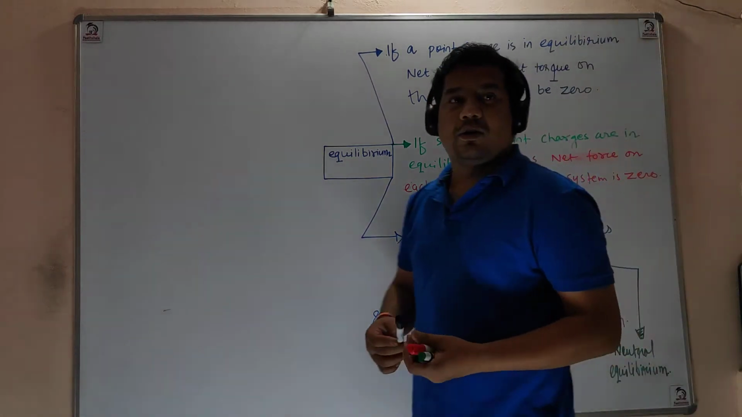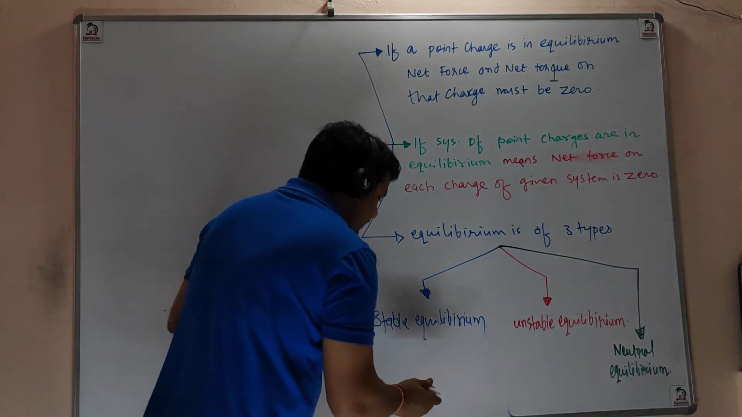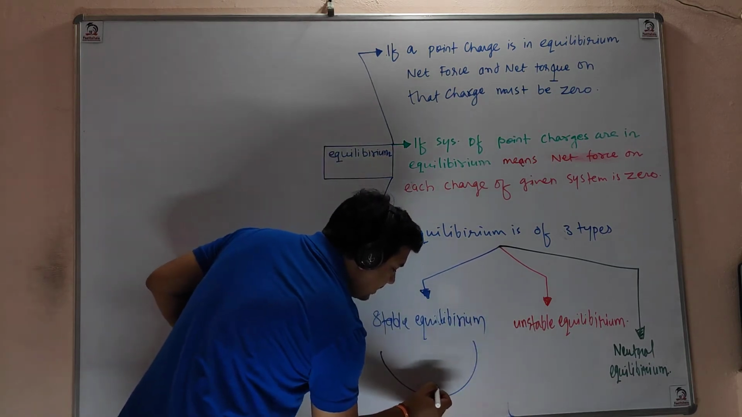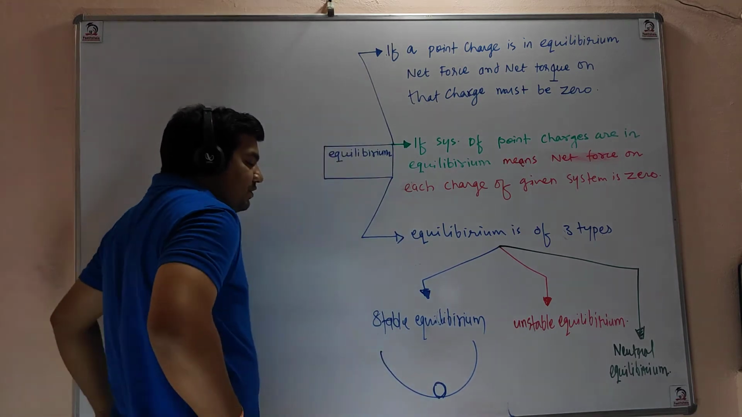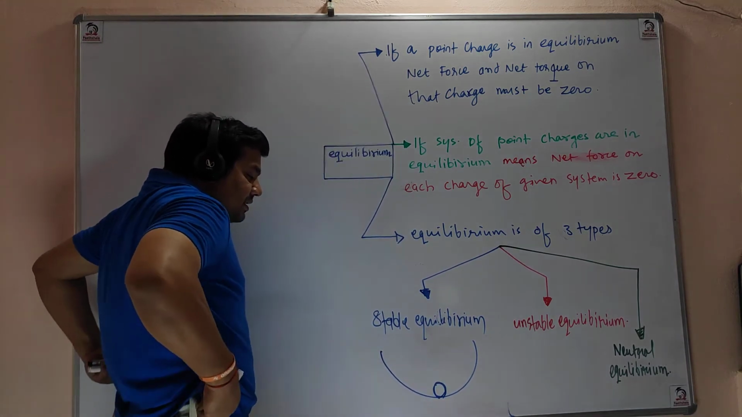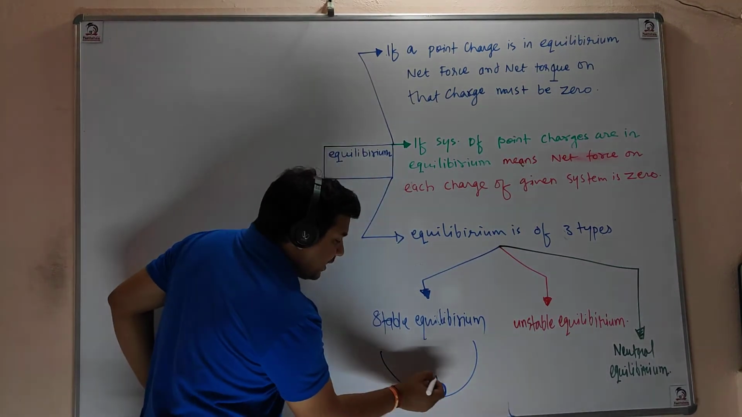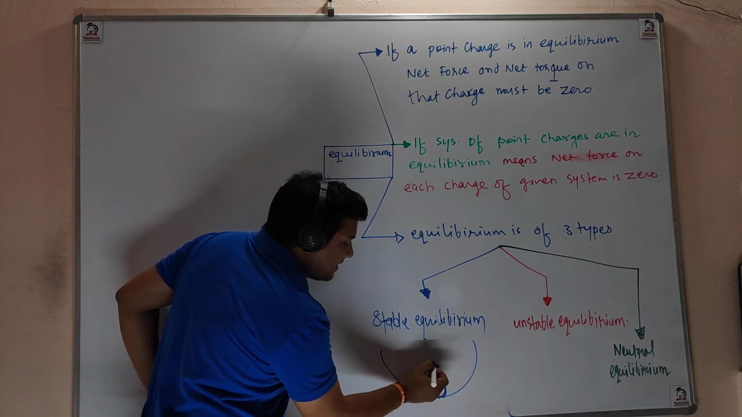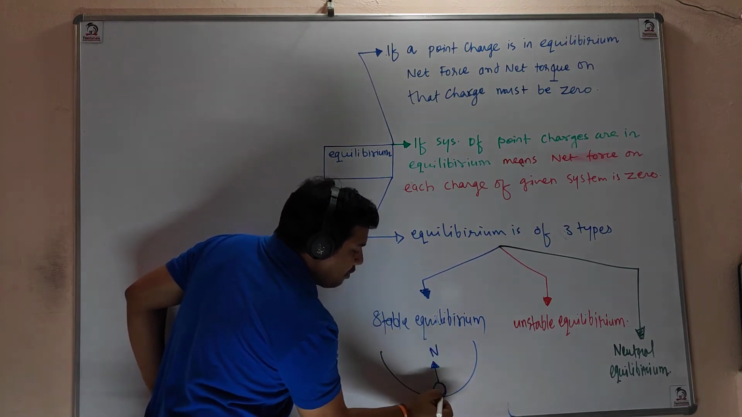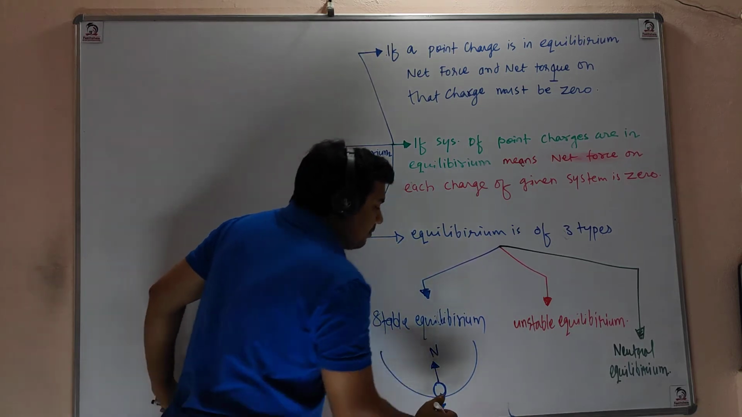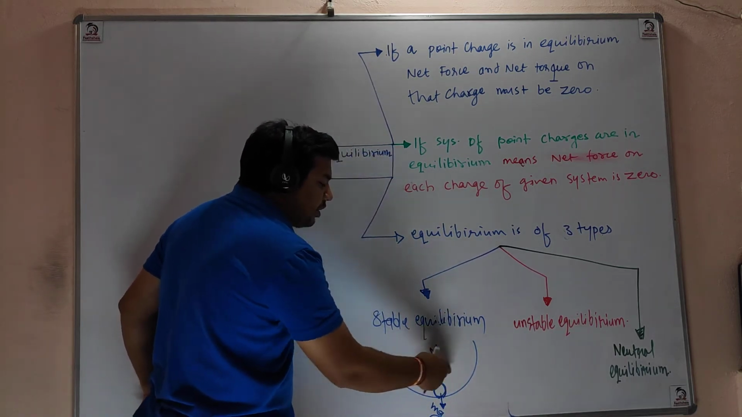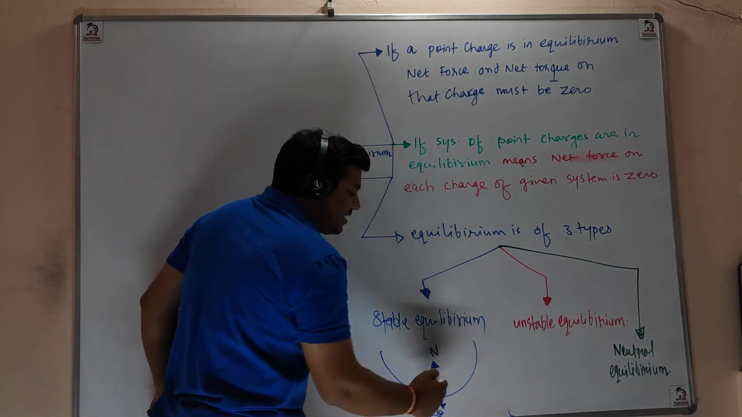Now, stable equilibrium looks like this. Imagine a small sphere kept like this. What is the net force on this sphere? Upward normal reaction is acting and downward mg is acting, so net force is zero. But if you displace this sphere from its equilibrium position, it will come back to its equilibrium position.